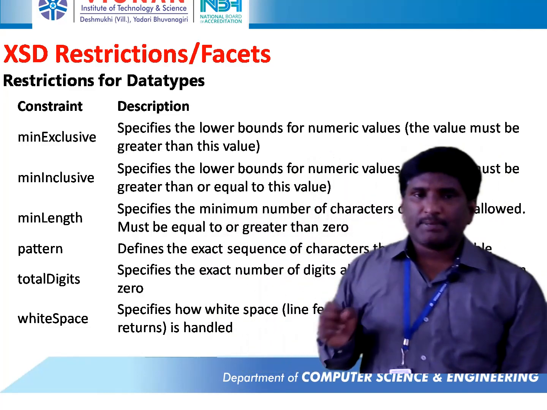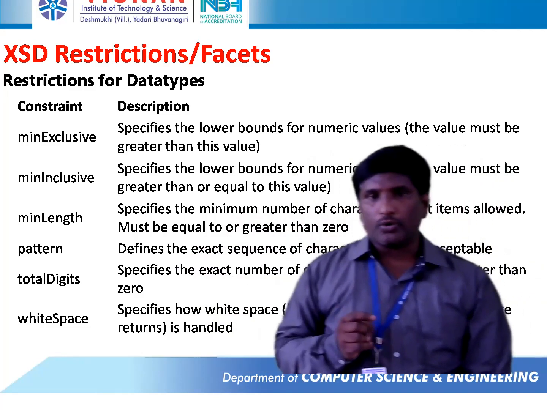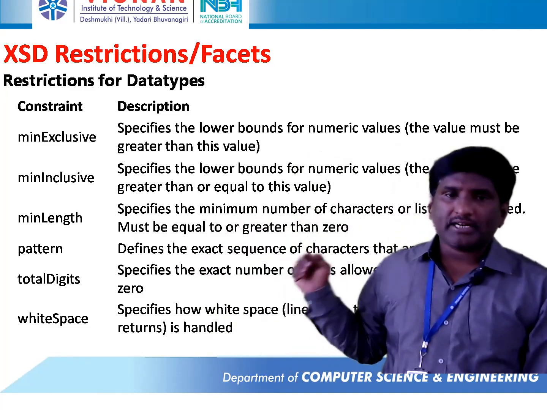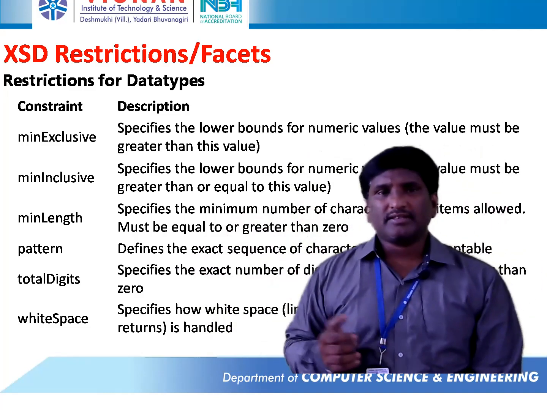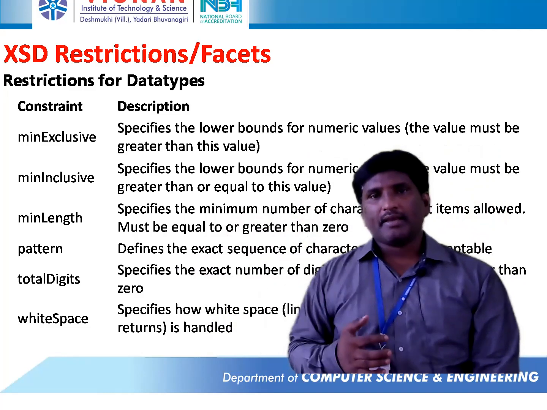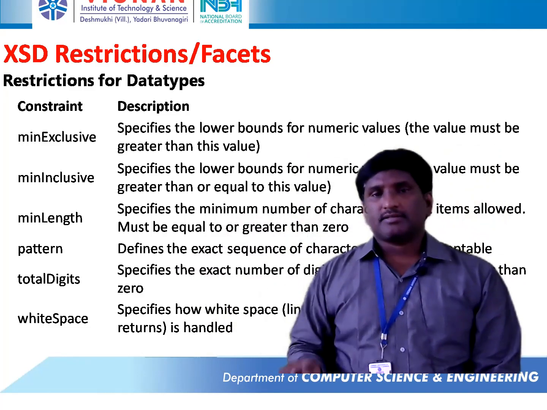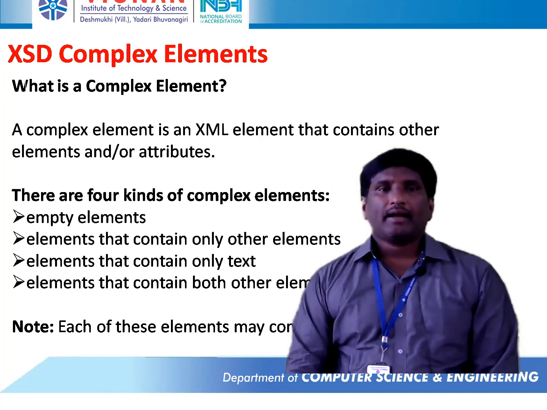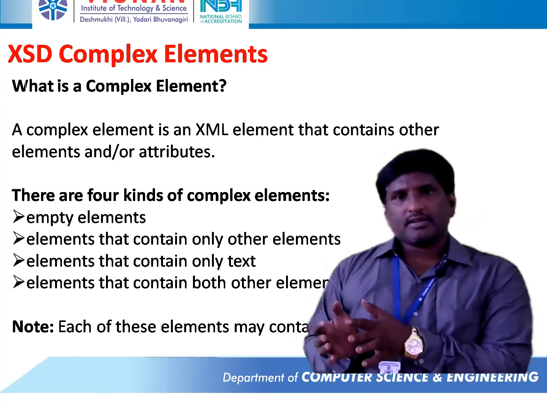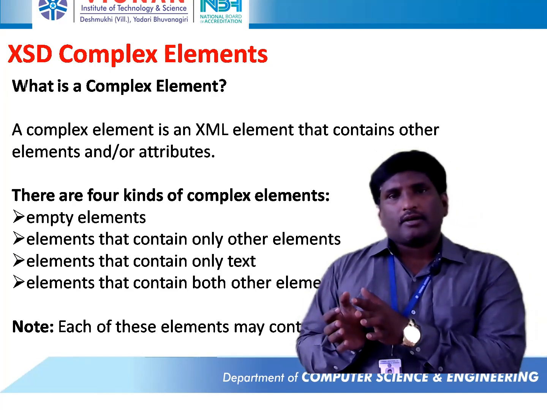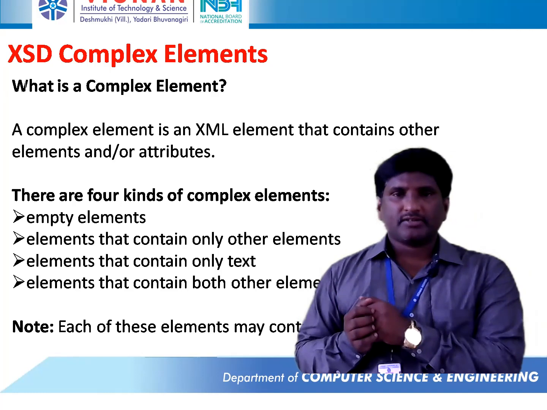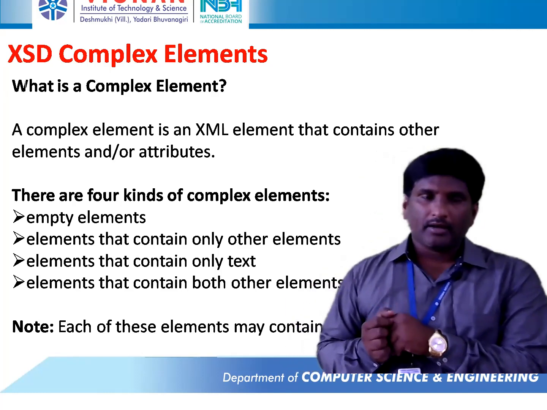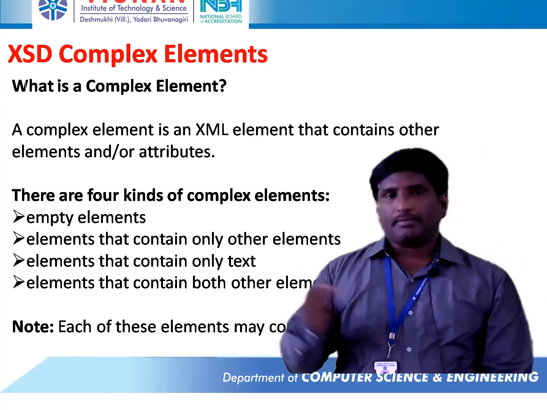Total digits specifies the exact number of digits allowed, greater than 0. White space specifies how white space is handled. These are the restrictions we can apply on the elements as well as attributes in XML schema. And so up to this we have discussed how to declare XML simple elements as well as XML attributes in XML schema. And then XSD complex element.